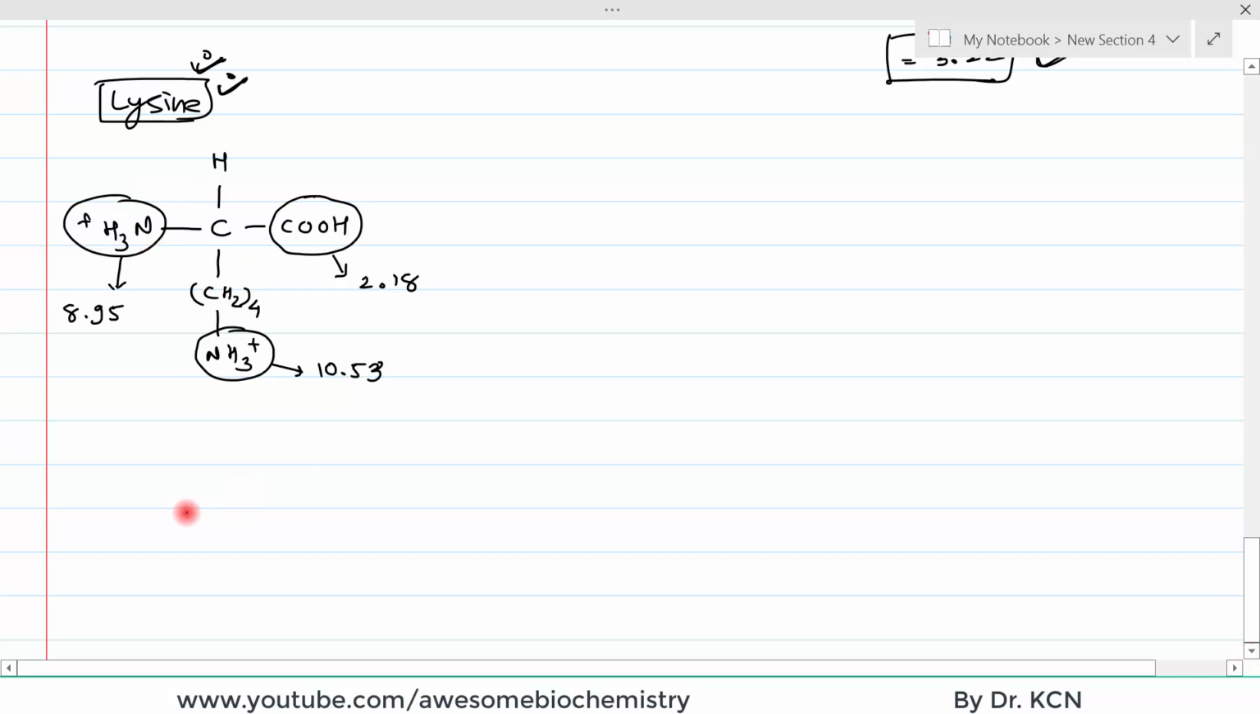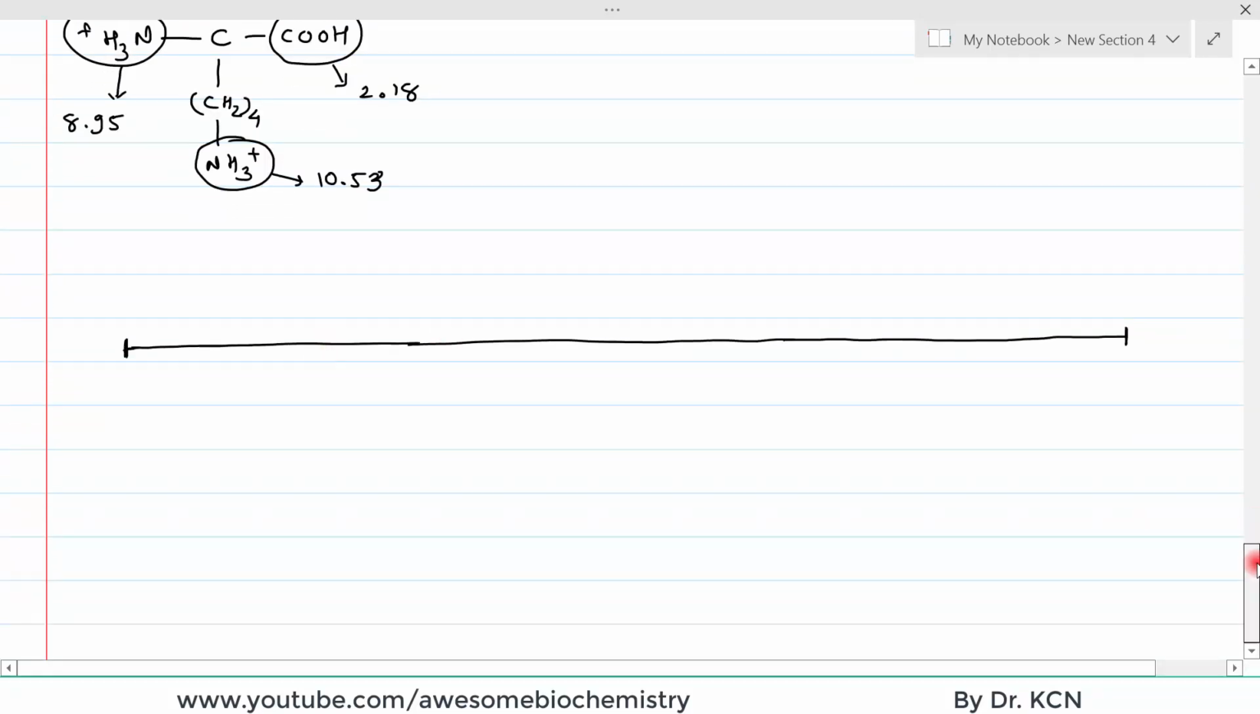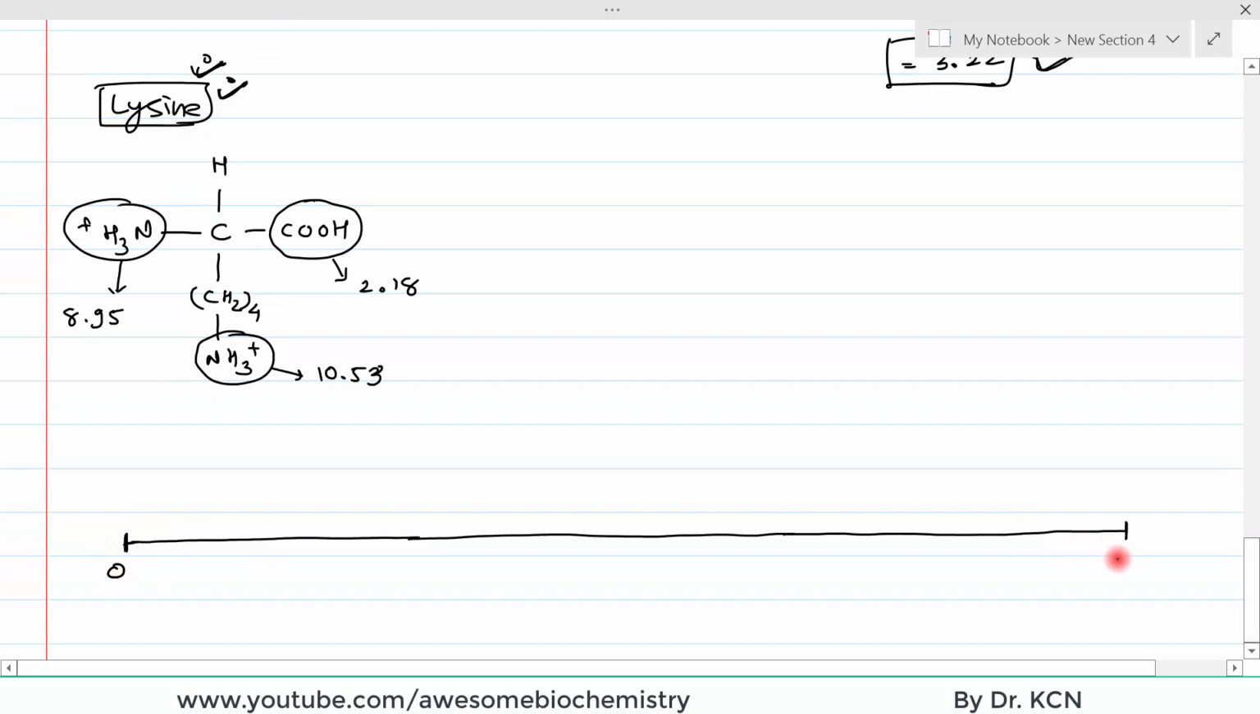So, for that again I will draw the pH scale. Remember, if you want to perfectly calculate the pI value, you have to draw this pH scale. Okay. So, here 0 pH, here 14 pH, and we have to mark all these 3 numbers on this pH scale. So, this is suppose 2.18, then the second one is 8.95, it will be somewhere over here, and this 10.53 will be somewhere over here. Now, at this place what will be the scenario?